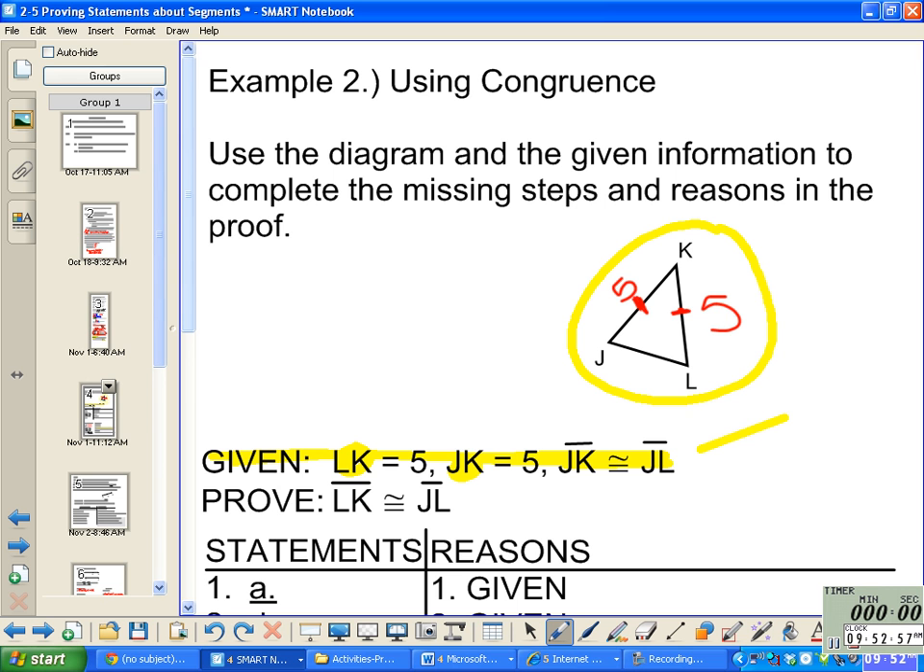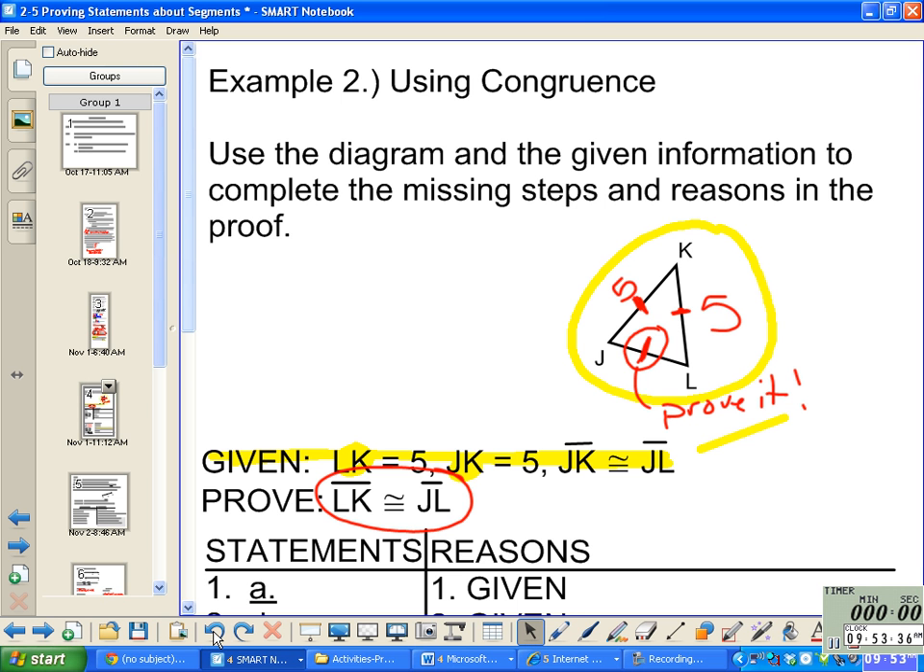Now, that's step 1. Step 2 in writing a proof, remember we have to ask ourselves, what do we need to prove? Well, it's down here: segment LK is congruent to segment JL. Well, if I go back to my diagram, I see that LK is supposed to be congruent to JL. They're trying to say to prove that these two are congruent. I'm just going to put a little circle around that because that's what I'm trying to prove. And I'll even come to the side and write, prove it.